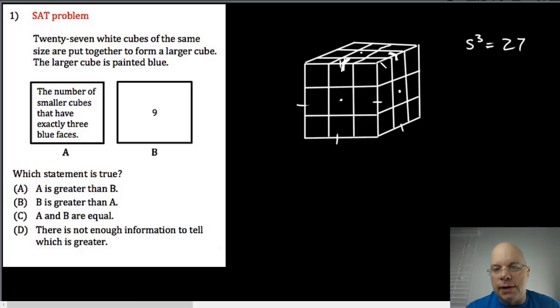like this cube right here, you can see that it will have 1, 2, 3 blue faces. This cube will also have 1, 2, 3, the one that we can't see underneath, 3 blue faces. So once you realize it's the corner cubes that have 3 blue faces, you have to think about how many corner cubes there are. It's the same number of corner cubes as you have vertices on this large cube. There are 1, 2, 3, 4, 5, 6, 7, 8. So the quantity in box A is 8. And that's less than 9, so B is greater than A.